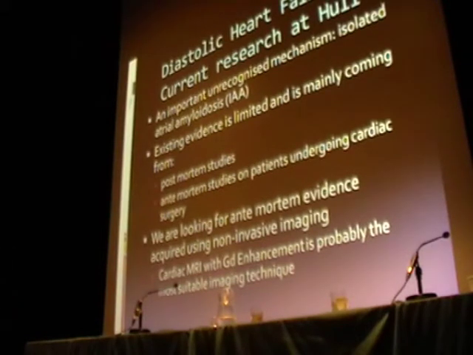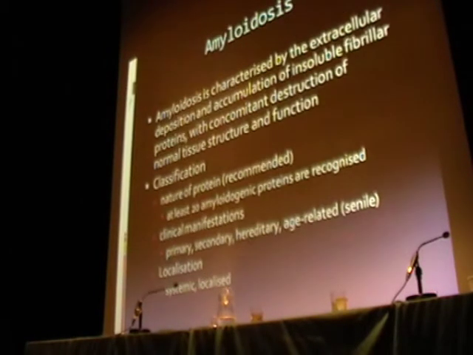There is some evidence confirming this hypothesis, but it's quite limited, and it's mainly coming from post-mortem and ante-mortem studies on patients undergoing cardiac surgery. So we are looking for more ante-mortem evidence acquired in our patients with diastolic heart failure, and we have a lot of them because there are more than 6,000 patients with heart failure under treatment in our department. We need to acquire this non-invasive ante-mortem evidence, and we're trying to do it using cardiac MRI with delayed gadolinium enhancement, which is a relatively novel method of cardiac imaging showing promise in imaging cardiac amyloid.